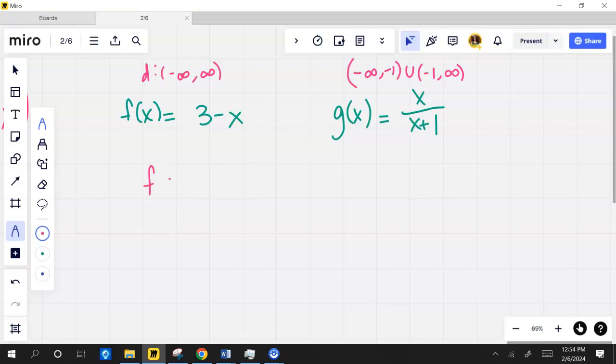Find f of g of x in its combined domain. Find fog. Okay.